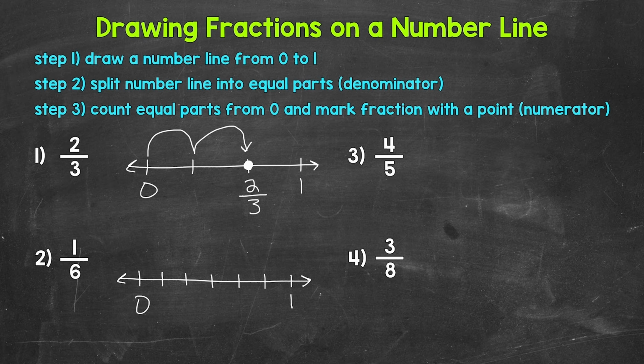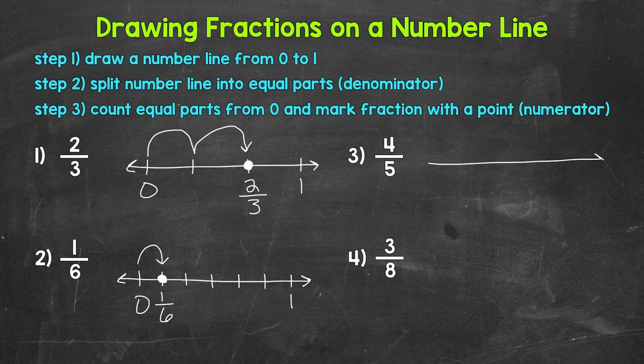The distance between 0 and 1 is now divided into 6 equal parts. So we need to count and go over 1. That's our numerator. So we need to count and go over 1 equal part and mark our fraction. So this is 1/6. The distance between 0 and 1 was divided into 6 equal parts, and we went over 1 out of those 6 equal parts to represent 1/6. Let's move on to number 3, where we have 4/5.